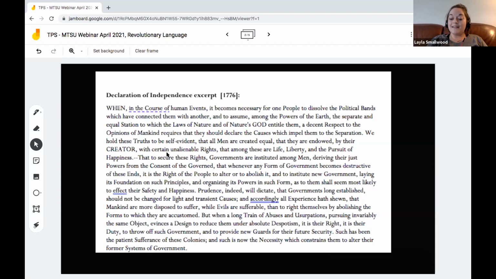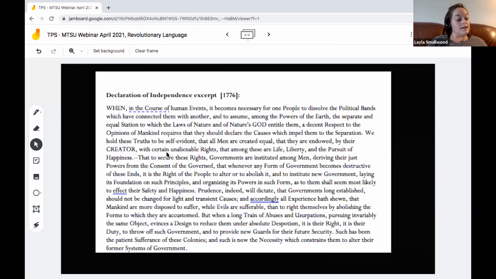It is their right, it is their duty to throw off such government and to provide new guards for their future security. Such has been the patient sufferance of these colonies, and such is now the necessity which constrains them to alter their former systems of government.